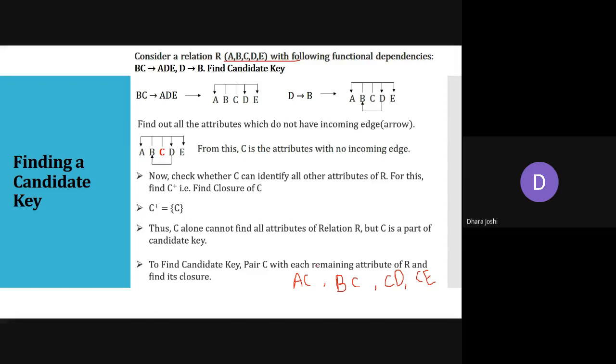And now we'll find the closure for everyone. So you have the functional dependencies here. First, try for this. What is the closure set of AC? Identify AC plus and reply here in the chat box.